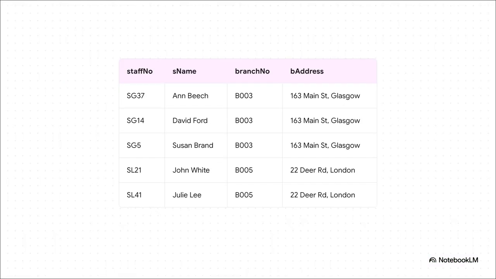So, take a look at this table. You see the problem right away, don't you? See how the address for branch B003, 163 Main Street, Glasgow, is listed 3 separate times, once for Anne, once for David, and again for Susan? That right there is our villain, redundancy, caught in the act. And while it might not seem like a huge deal, it causes some serious headaches down the line.